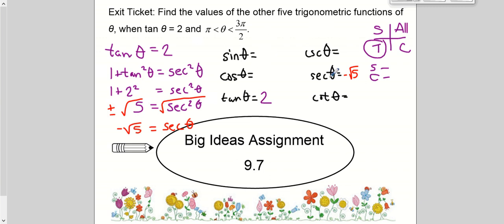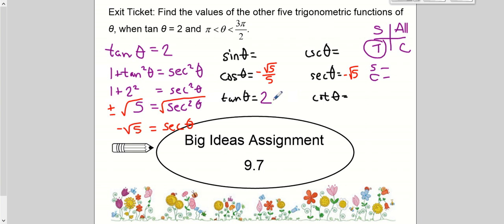Okay, it's all set up. Let's not do sine next. Let's do cosine next. Cosine is the reciprocal of secant, so that would be 1 over rad 5. And 1 over negative rad 5 would end up being negative rad 5 over 5. And then we can use sine squared plus cosine squared equals 1. Or we can use that tangent equals sine over cosine. Lots of different things we can do there.